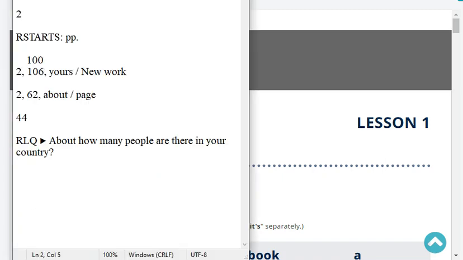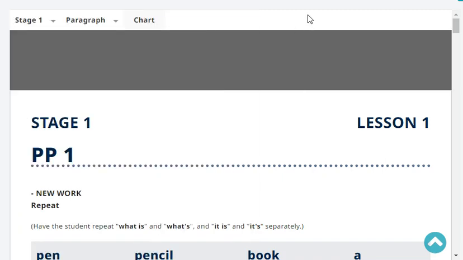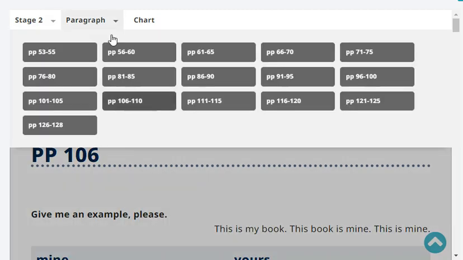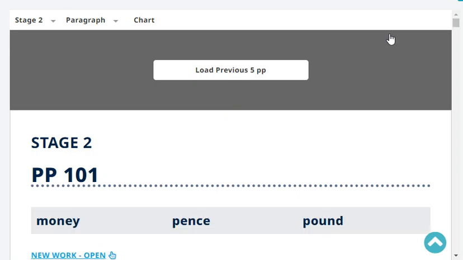Okay, so it says here that we are at stage 2, paragraph page 106. Last headword was yours, new word type of lesson. Okay, so let's start with the revision.